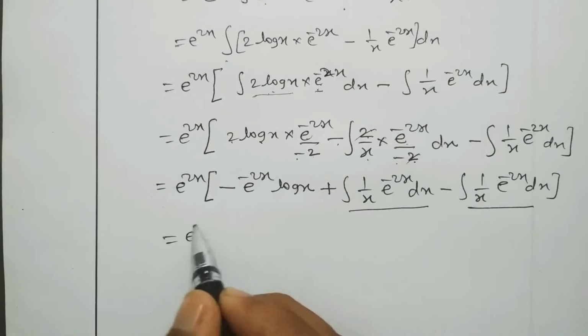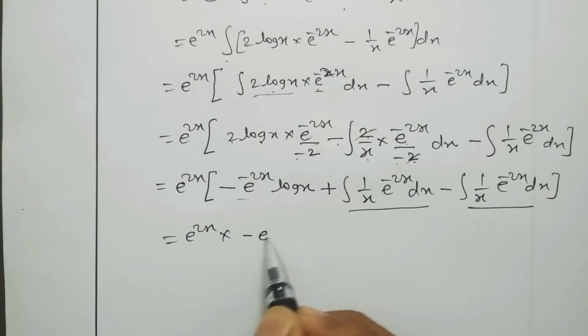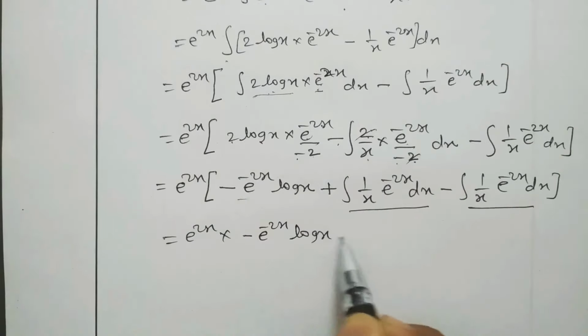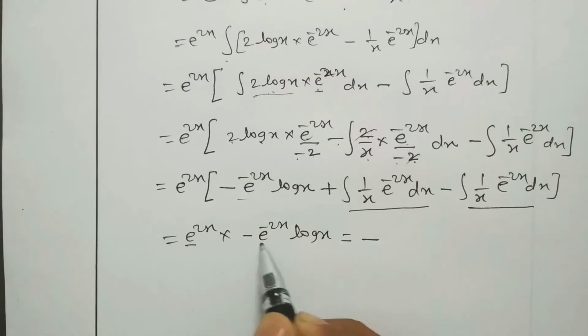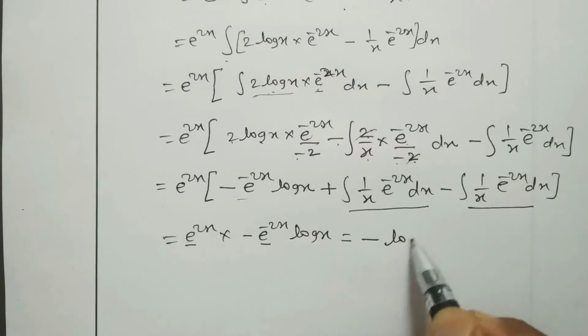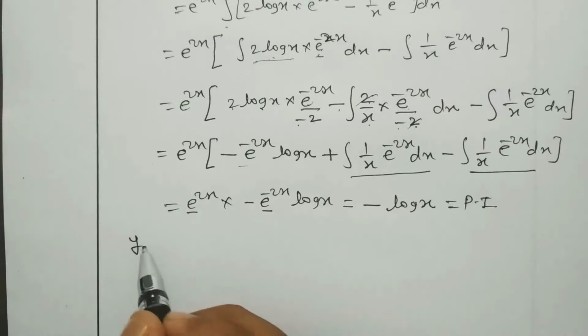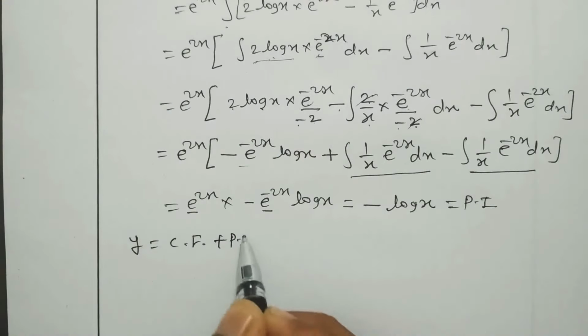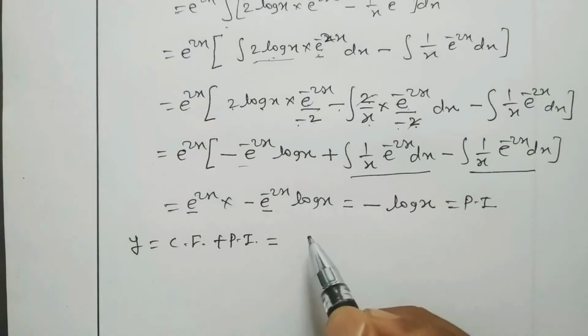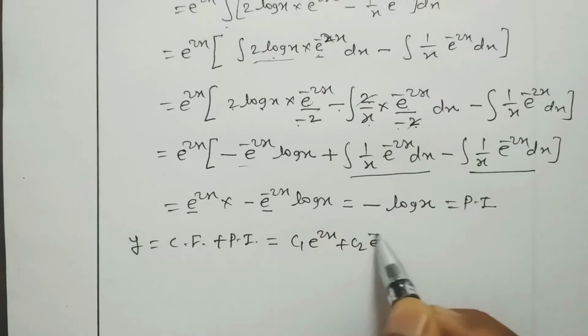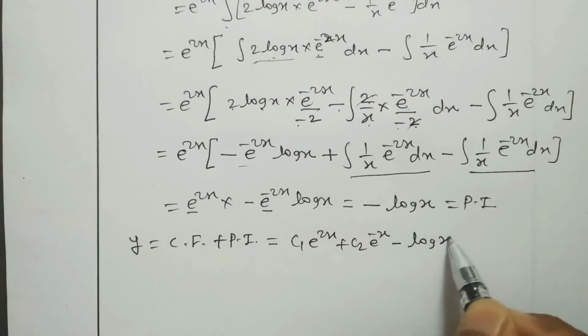We will get e raised to 2x into this term, minus e raised to minus 2x into log of x. That is, e raised to 2x into minus e raised to minus 2x is minus 1, so we will get minus of log x, that is our particular integral. So the general solution y is equal to CF plus PI. The value of CF is c1 e raised to 2x plus c2 e raised to minus x, and PI is minus of log x. So this is our final answer for this example.